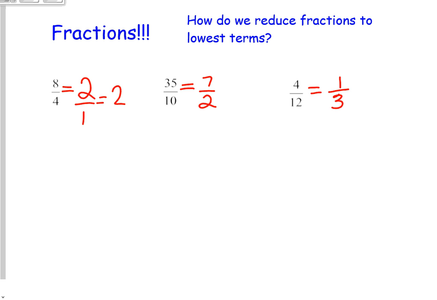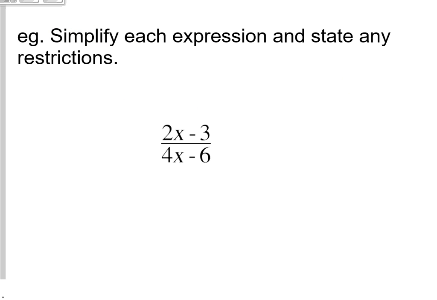So when we're simplifying fractions or rational expressions, we can also simplify some coefficients. And therefore, we're looking for largest numbers that would divide evenly into numerator and denominator. So let's get started on simplifying some polynomial expressions. Okay, so here we have 2x minus 3 over 4x minus 6. We want to simplify this and state any of our restrictions.